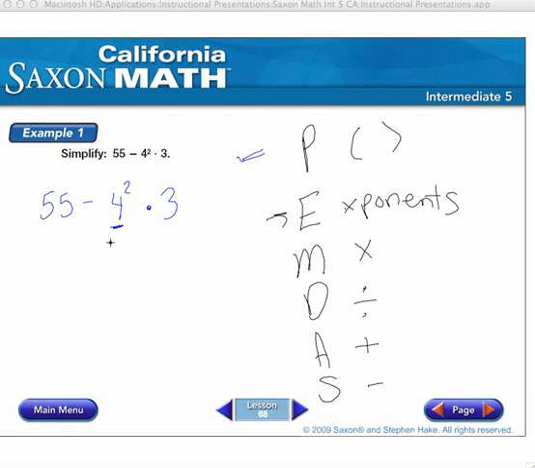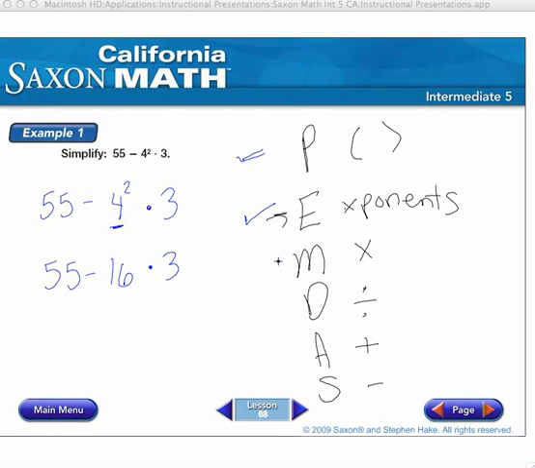And the way I'm going to do it is I'm going to rewrite the problem. 55 minus, and I'm going to do the 4 squared. 4 times 4 is 16. And then finish writing the rest of the problem, times 3. Okay, so I've done my exponents.